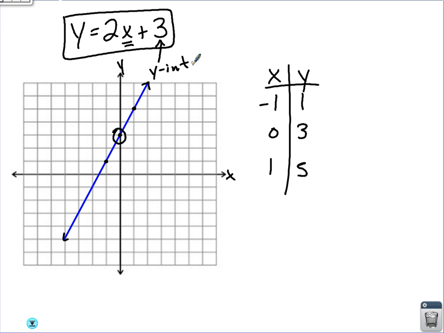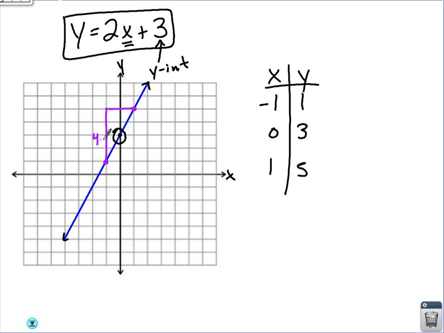Something else, picking any 2 points, and we can do it from the table. We'll do it both ways. We can do it from the table, or we can do it from the graph. Picking any 2 points, let's choose maybe these 2, and finding a rise and finding a run between those 2 points.